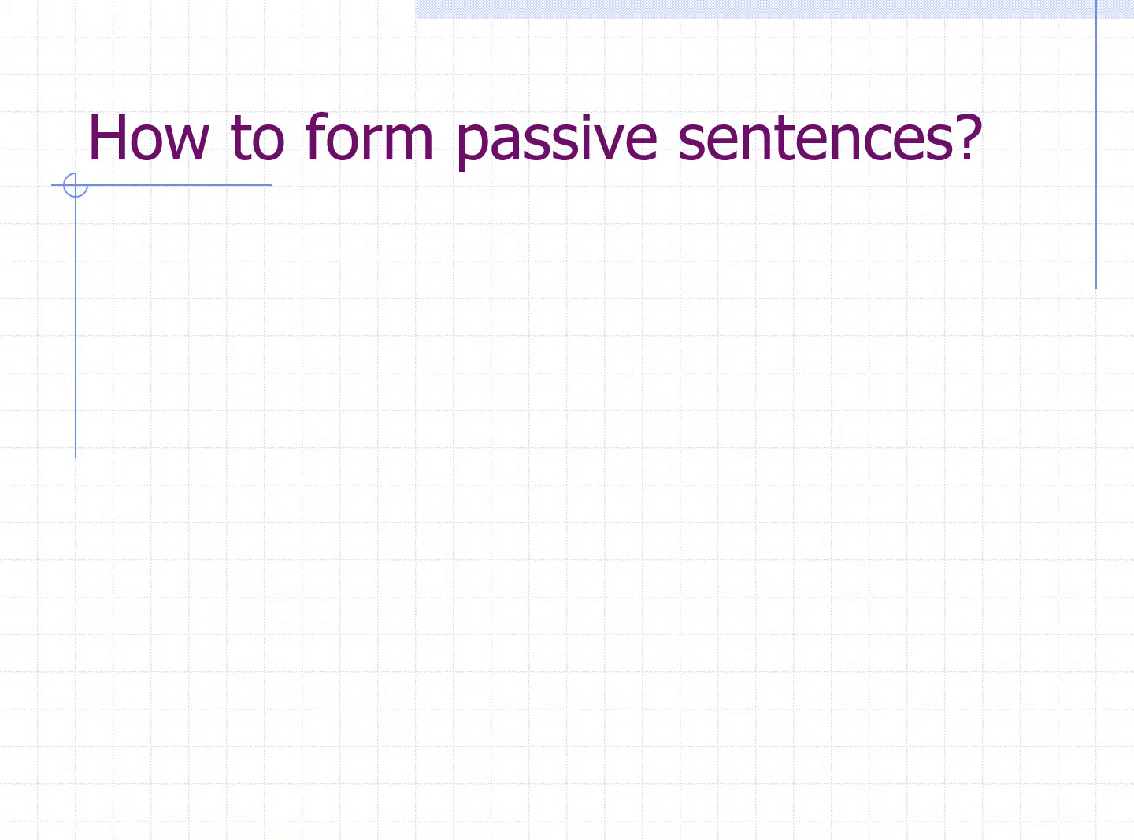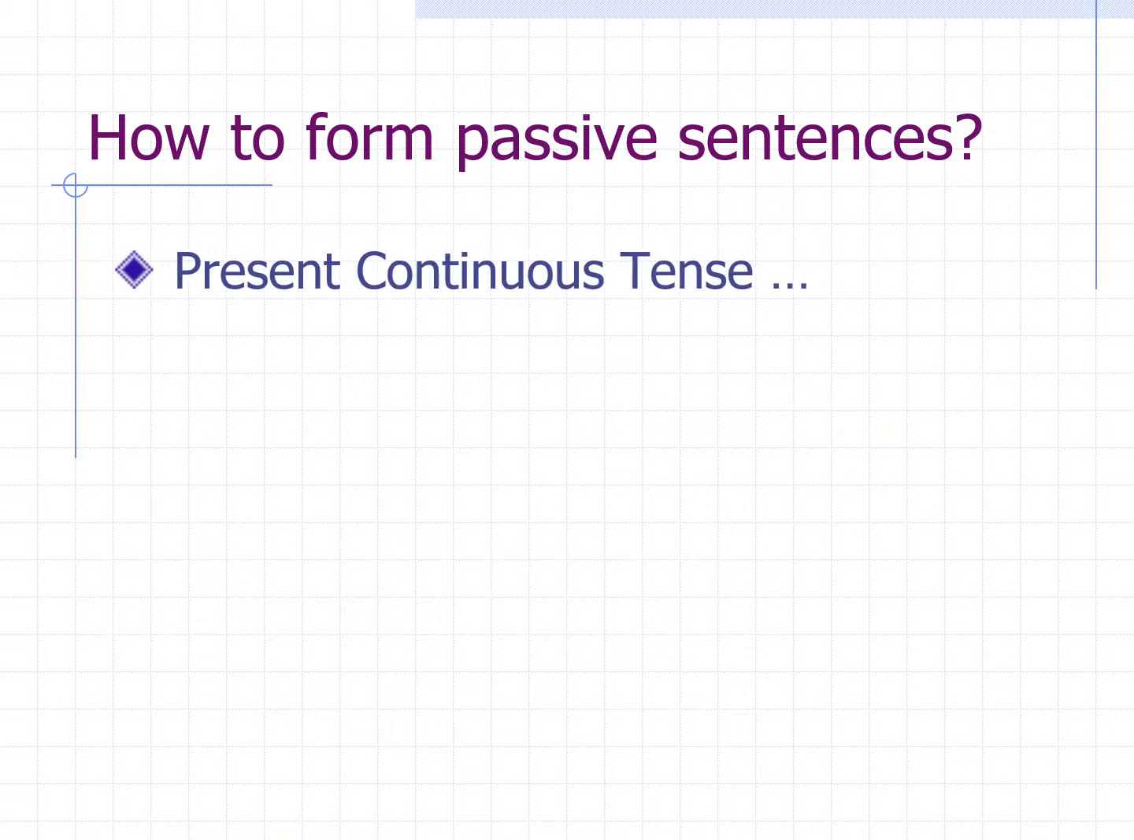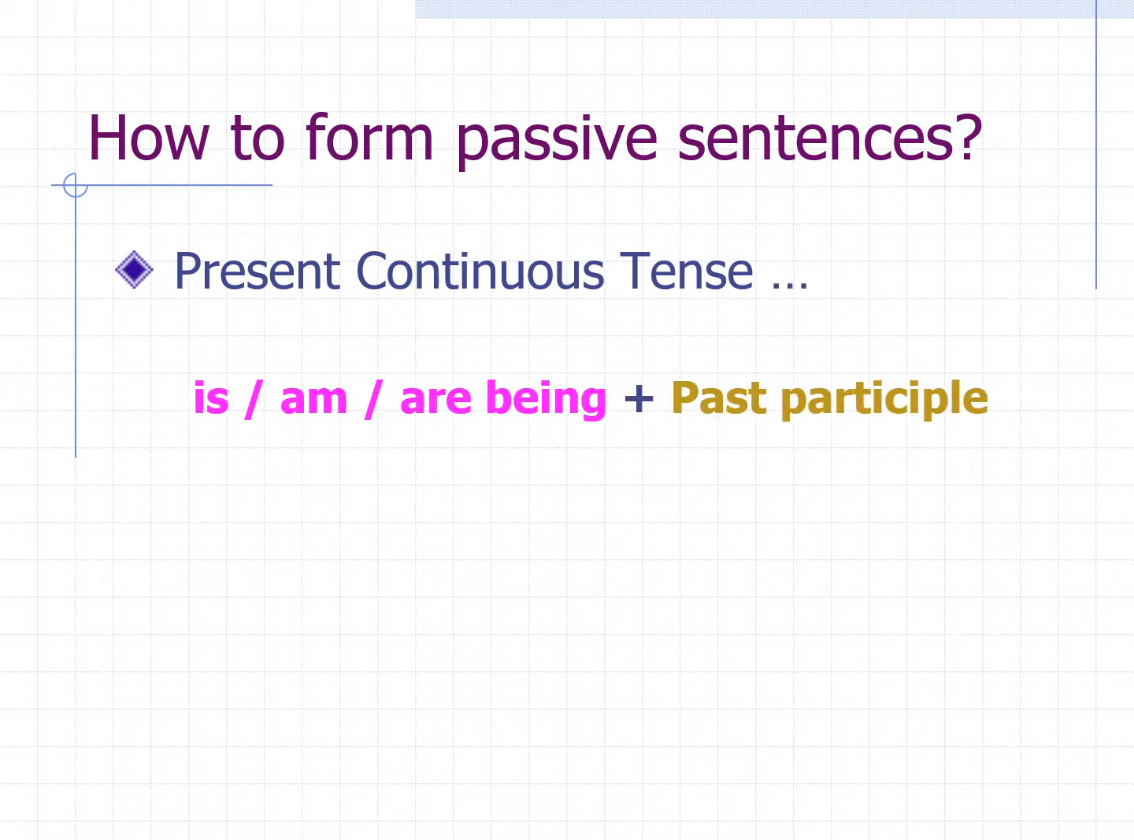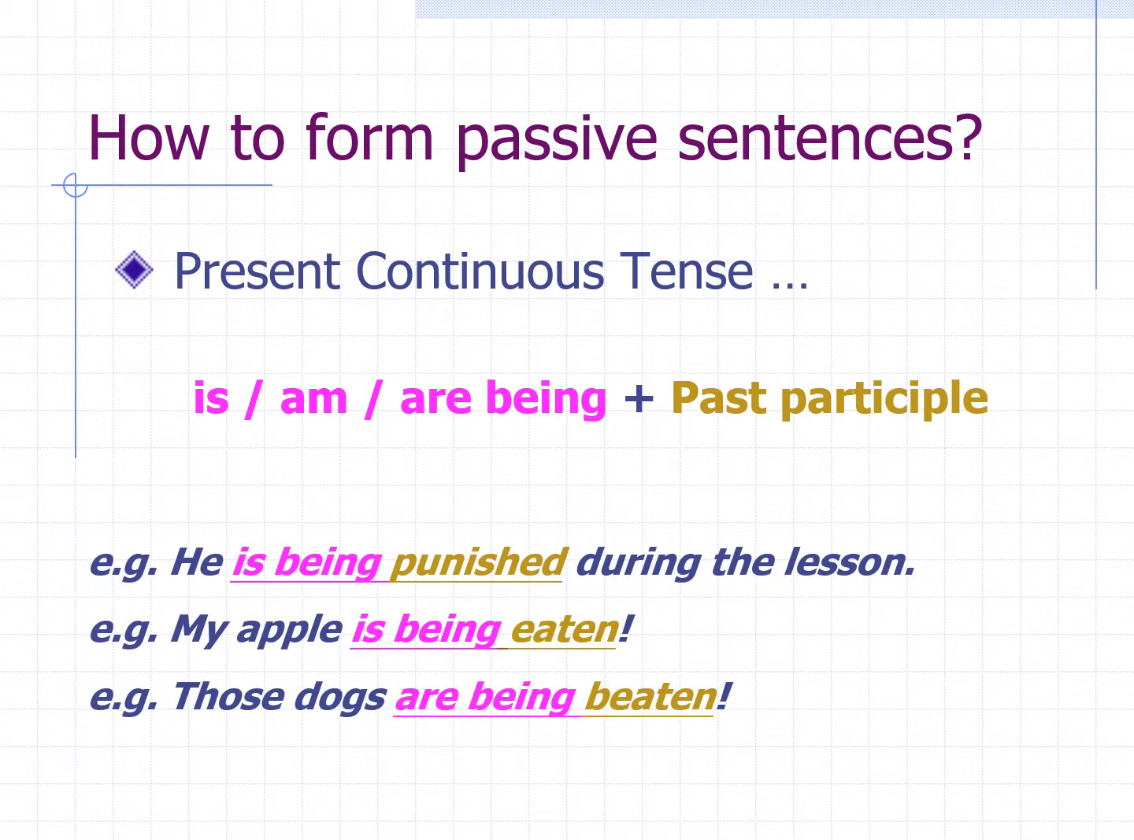How about present continuous tense? We use is, am, are, being with past participle, the PP. The word being indicates that it is a continuous tense. Without it, it is only a passive verb in present tense. Look at these sentences. He is being punished during the lesson. My apple is being eaten. Those dogs are being beaten.